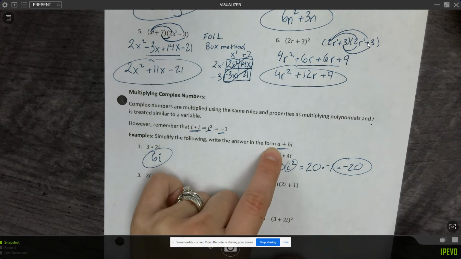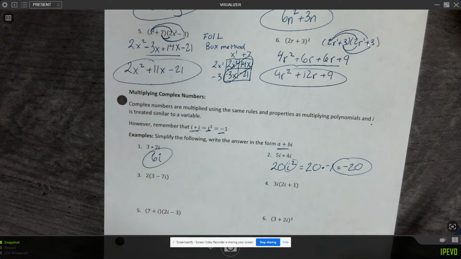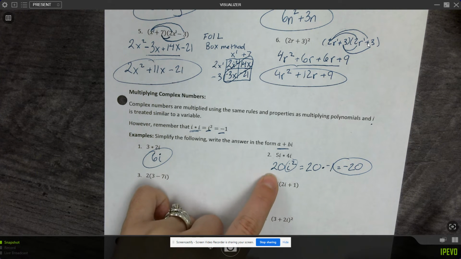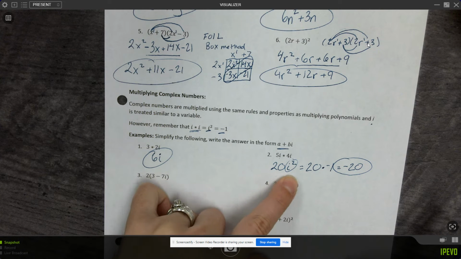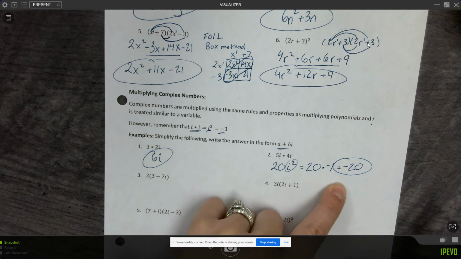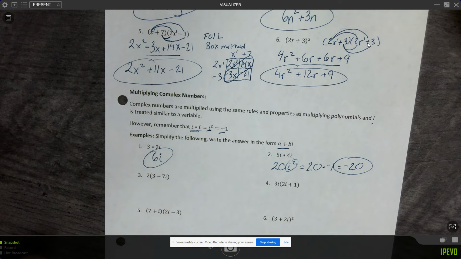Your final answer has to be in the form a plus bi. You are not allowed to have an i squared. So if you get an i squared, i squared is -1. You take 20 times i squared. Since i squared is -1, it's 20 times -1, which is -20.